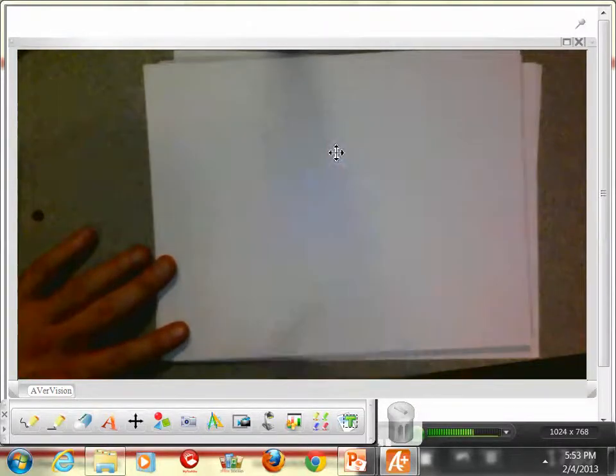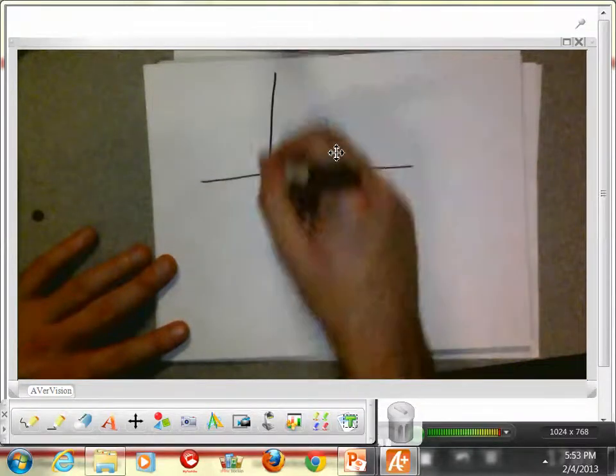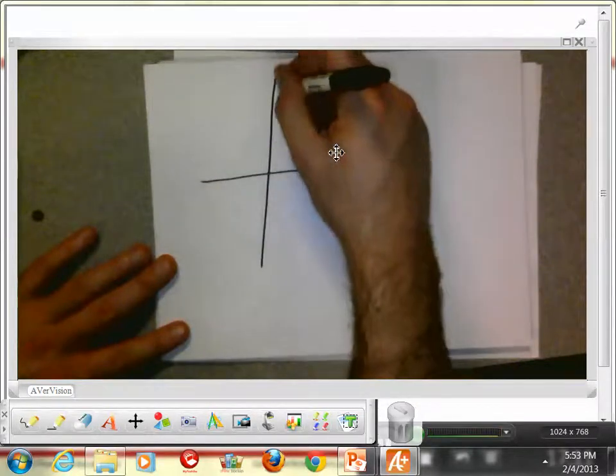Let me do a couple more. So if I do a couple more of these, suppose we have a function that looks like this.